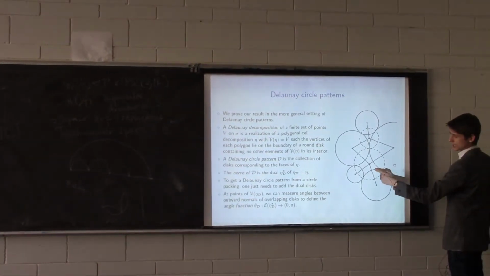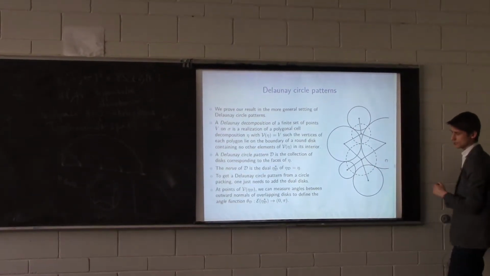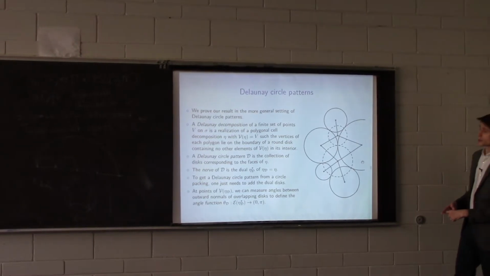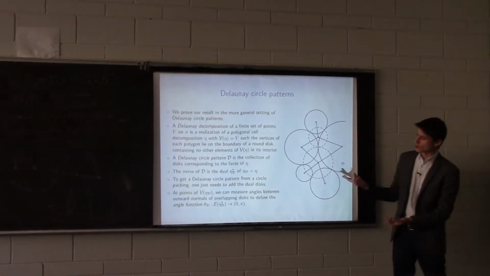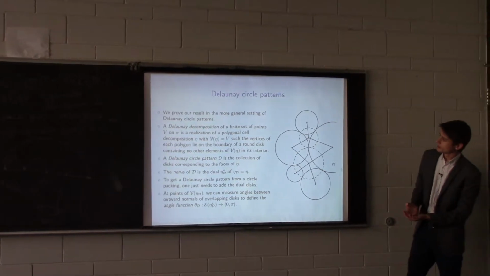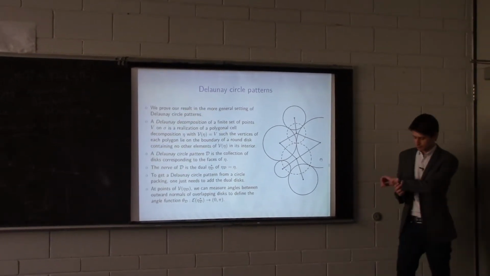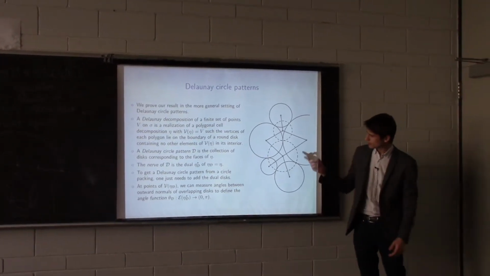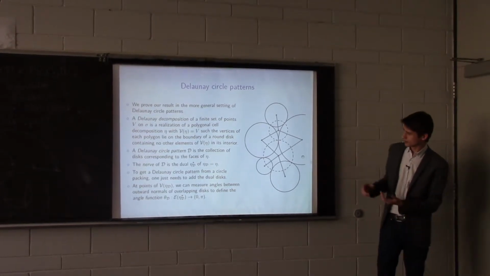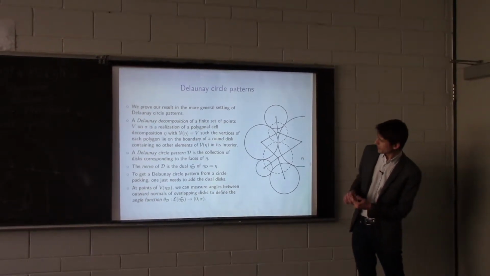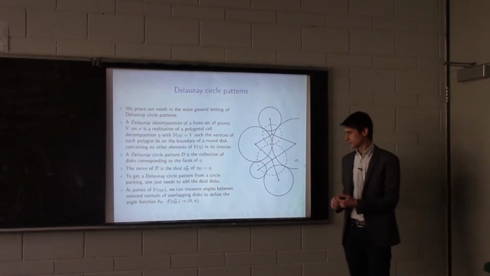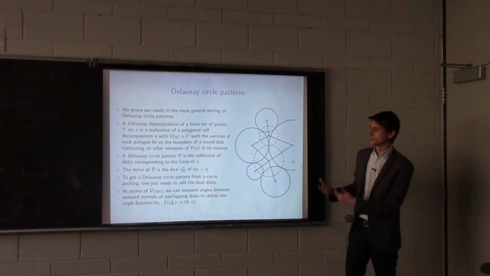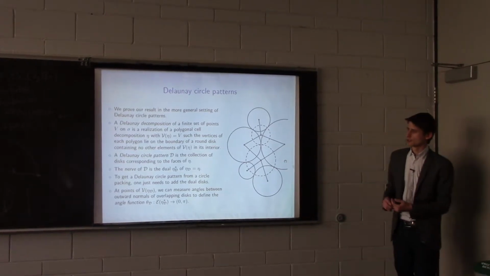For example, these two, this dotted circle and this non-dotted circle, have a pi/2 intersection angle. In fact, when you get a Delaunay circle pattern from a circle packing, all the angles are pi/2. All right, so that's the picture you should have in your mind. And it's almost the case that if this is constant pi/2, then you actually came from a circle packing.